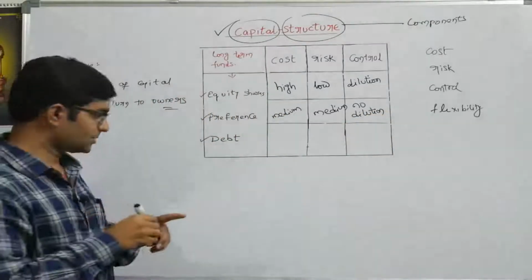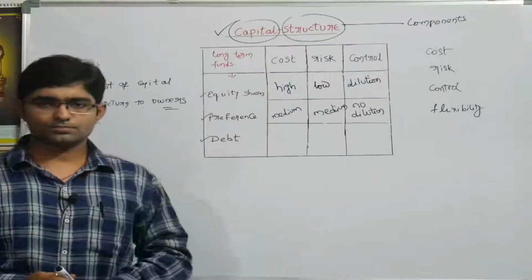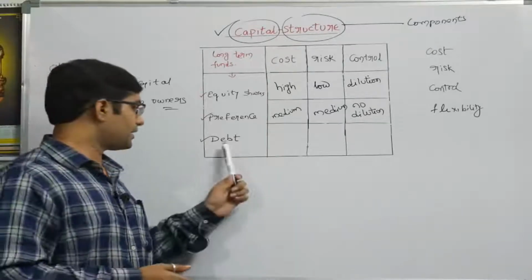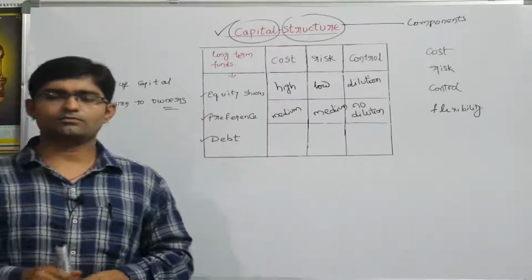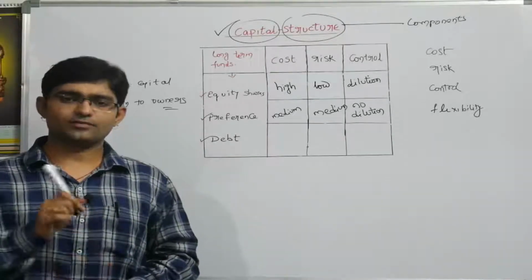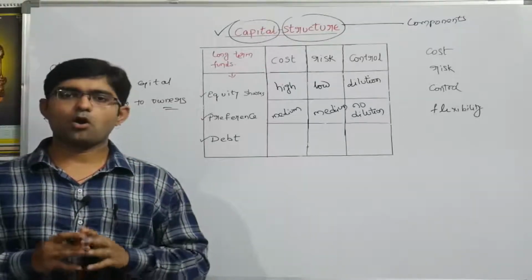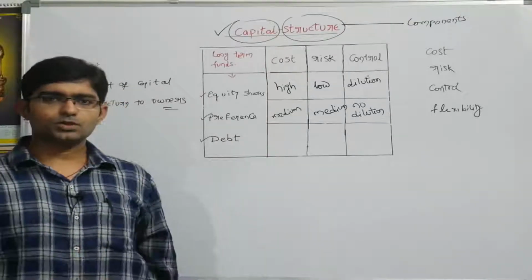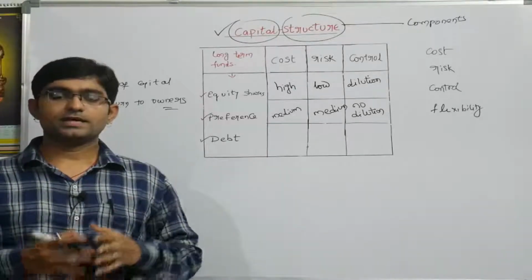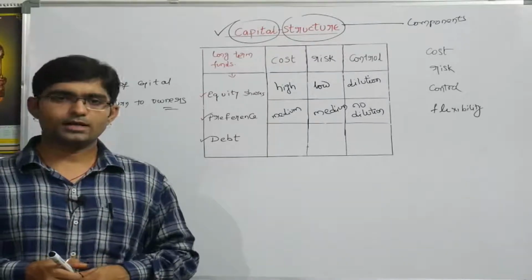Okay, now debt. This is the last source. The risk to the company is higher in case of debt because it has to pay a fixed amount of interest. You are legally bound to pay on or before due dates. So, in case of loss, in years of loss, that is an extra burden to the company. So, it is called risk.